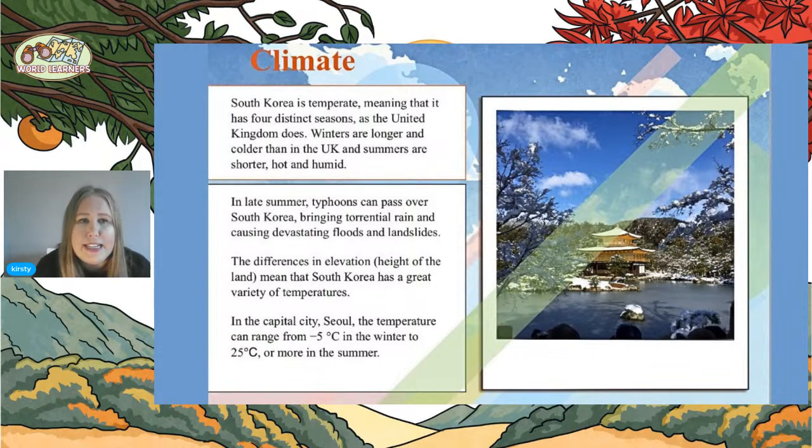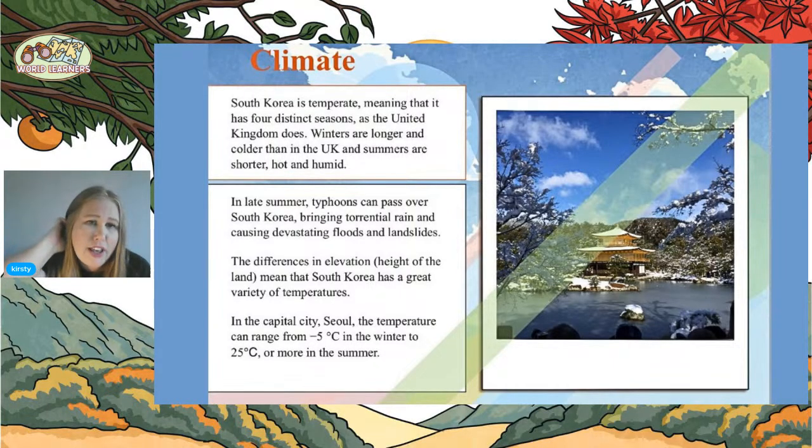So South Korea is temperate, meaning that it has 4 distinct seasons, just like we do here. The winters are longer and colder, though, than our winters. The summers are a lot shorter and a bit more humid. In late summer, typhoons can pass over South Korea, bringing torrential rain, causing floods, causing landslides. Not a great thing. Typhoons are kind of another word for hurricanes. Generally in Asia, they're referred to as typhoons, but a similar thing to hurricanes.